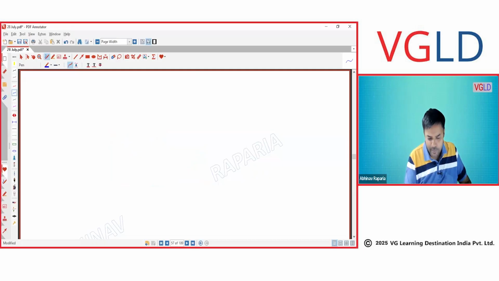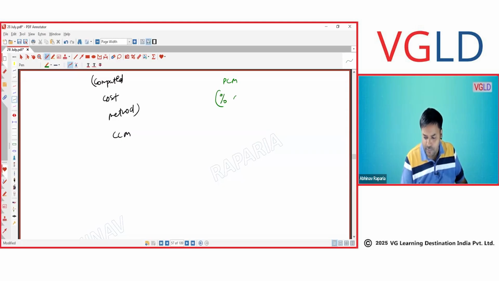What are the two methods we have? We have CCM. CCM is the completed contract method. The second is going to be PCM. PCM is not physics, chemistry, maths. PCM is the percentage of completion method.